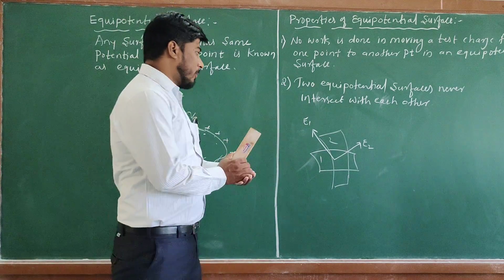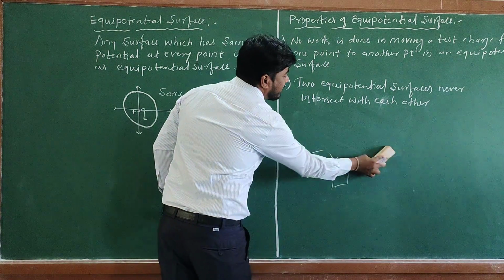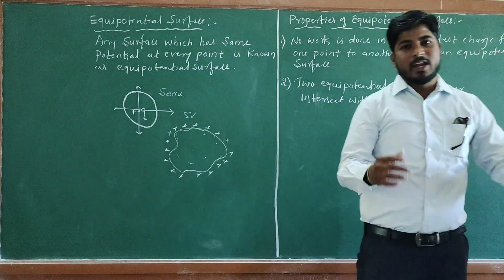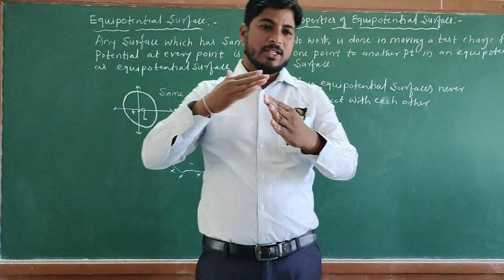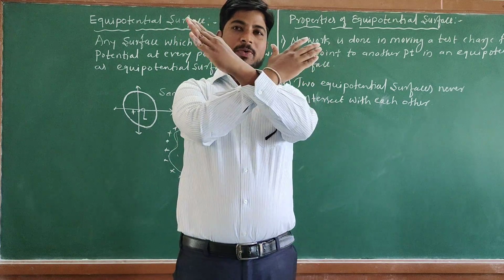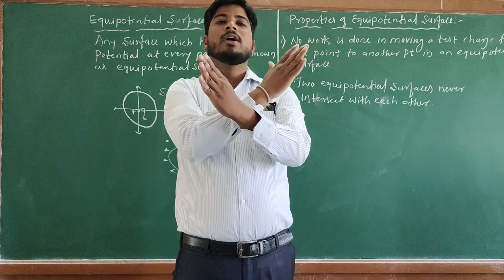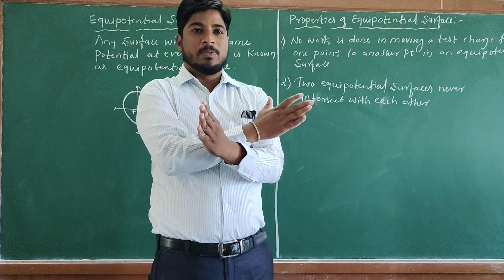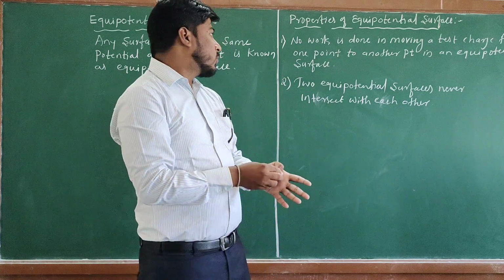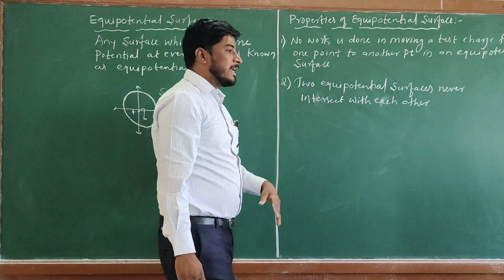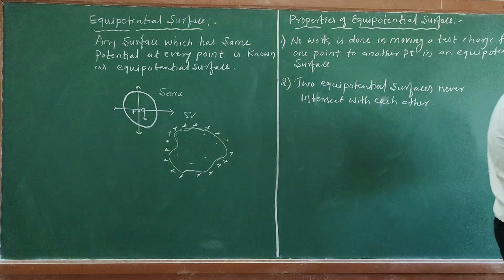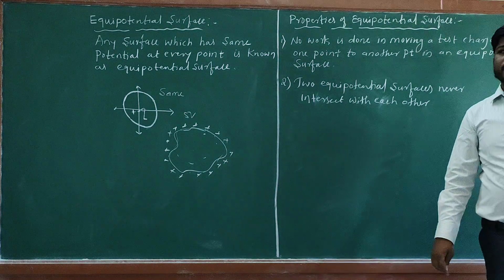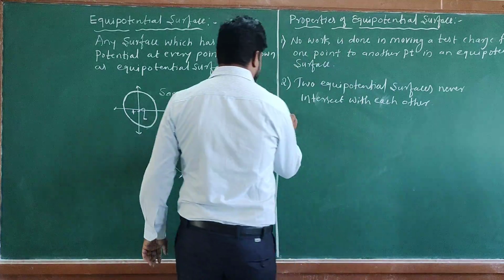So this is the second property. Two equipotential surfaces never intersect with each other. If this is one equipotential surface and this is another, there must be two directions of the electric field at the same point. It is not possible practically. That is why two equipotential surfaces never intersect with each other. Then the third one: equipotential surface indicates the region of strong and weak electric field.